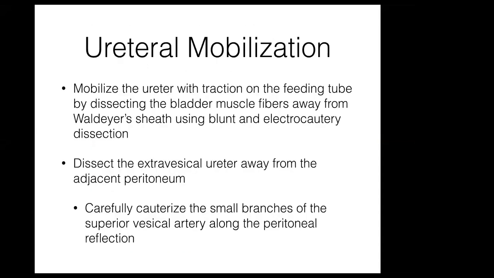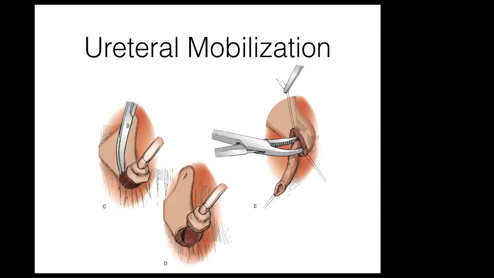So then you mobilize the ureter with traction on the feeding tube by dissecting the bladder muscle fibers away from the Waldeyer sheath using blunt and electrocautery dissection. You then dissect the extravesical ureter away from the adjacent peritoneum, and you must take note to carefully cauterize the small branches of the superior vesical artery along the peritoneal reflection. So you continue dissection of your ureter.